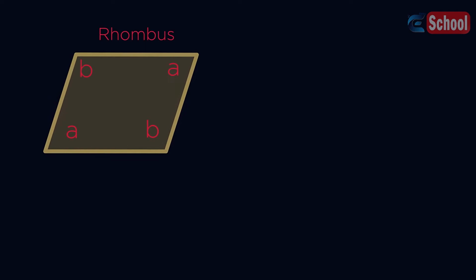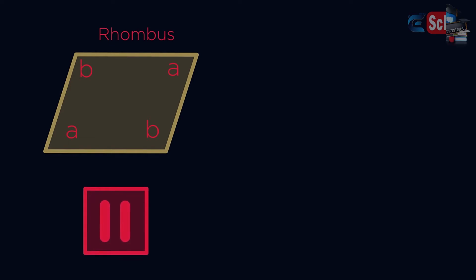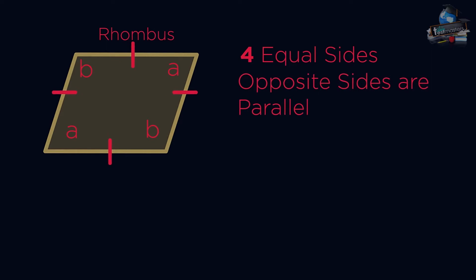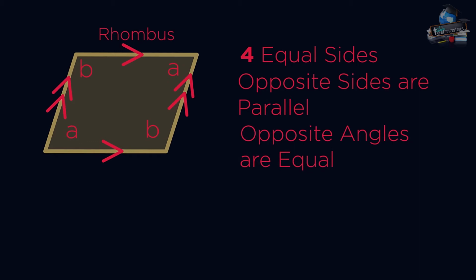What about a rhombus? What do you notice about its sides and angles? Pause the video and have a think. 4 equal sides, opposite sides are parallel and equal in length, opposite angles are equal. I always think of a rhombus as a tipped over square. Did you know that a square is a type of rhombus?